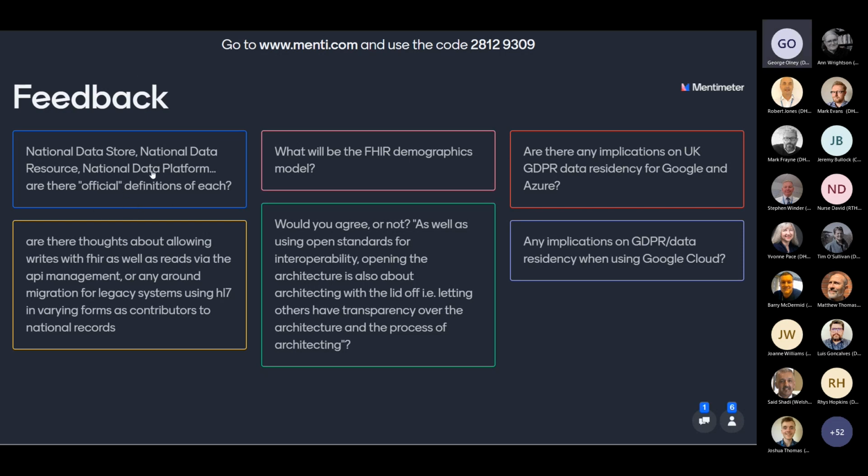I think the definitions one we've picked up. I don't know if you want to pick up this one. Are there thoughts about allowing writes with FHIR as well as reads by the API management, or any around migration for legacy systems using HL7 and various forms as contributors to national records? Yes. And yes. Yeah, sorry, that was me again. Thank you. What will be the FHIR demographics model? I suggest that will be picked up in the Friday session. Guys, would you agree or not?